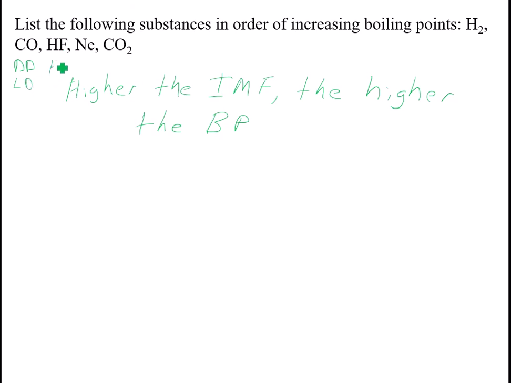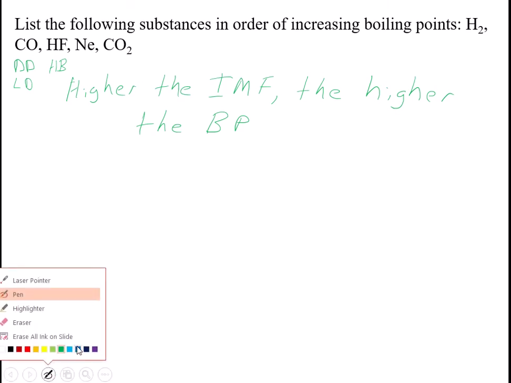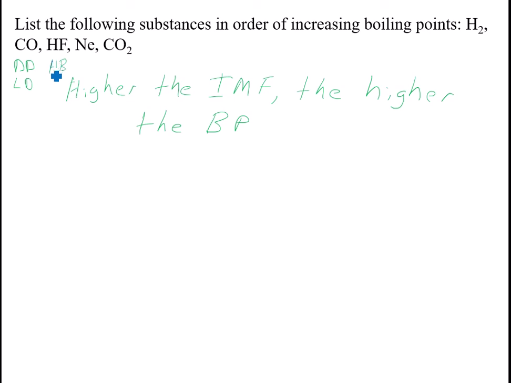HF is one of those that has hydrogen bonding. I need to change colors here because I'm too close there. All right, so this one has hydrogen bonding, which also means dipole-dipole and London dispersion. This one is an atom by itself, so it has London dispersion only. Carbon dioxide is a linear molecule when you draw it out, so it also only has London dispersion. So again, I need to look at the molar masses of these two. Neon is 10, I believe. I need to have a periodic table on this one. Carbon dioxide is 12 plus 16 plus 16, which is 44.